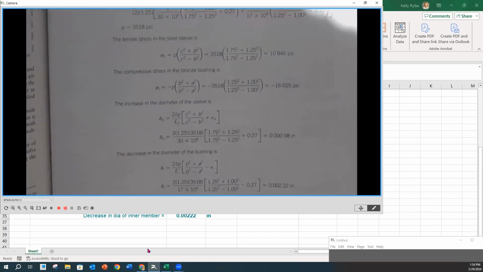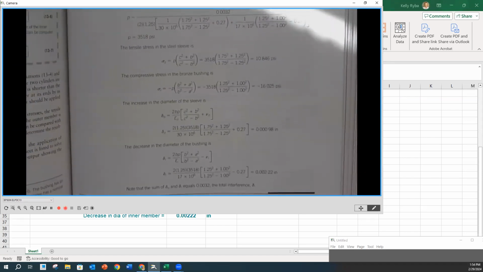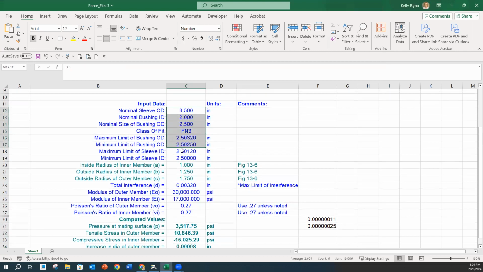So this is very similar to, I think it's two problems that you guys are going to do and walk through for your application problems. Okay? So any questions using the spreadsheet, determining the values up here, using the chart to determine the min and the max values for bushing and sleeve or hole and shaft.